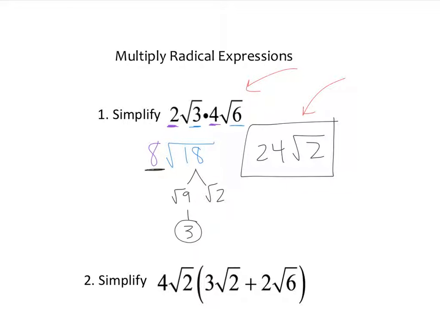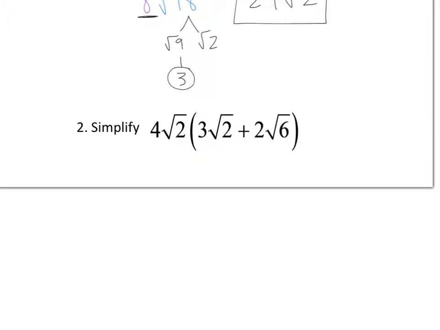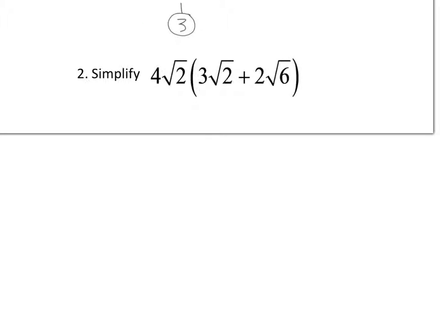Let's look at number 2. I have a little bit more going on here in number 2. I see 4 square roots of 2 times 3 square roots of 2 plus 2 square roots of 6. And now you see a number followed with parentheses and terms inside that parenthesis, so that should remind you to use the distributive property. And let's look at the first set here. 4 square roots of 2 times 3 square roots of 2.